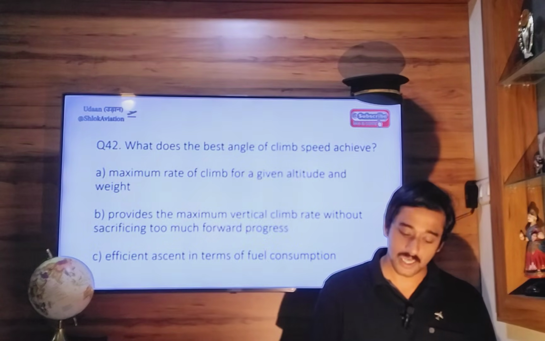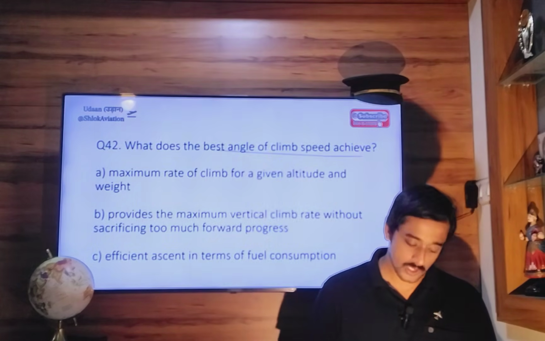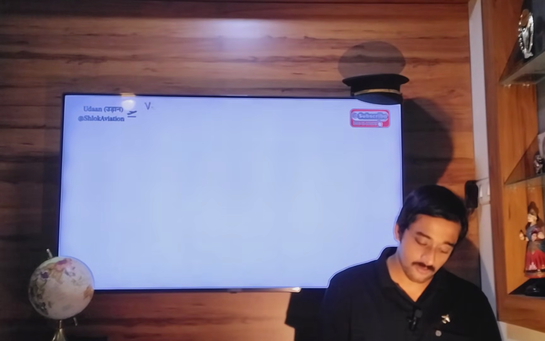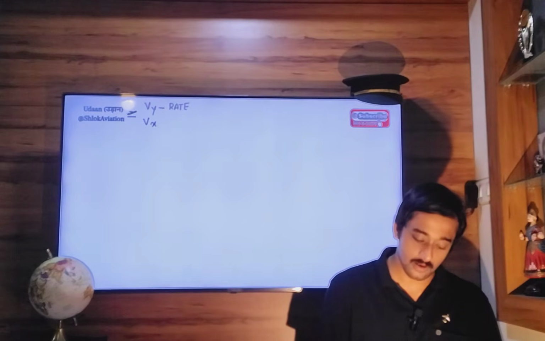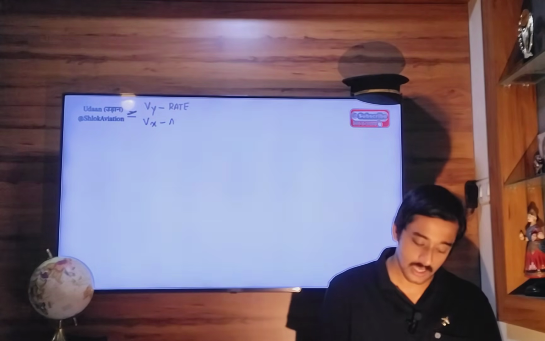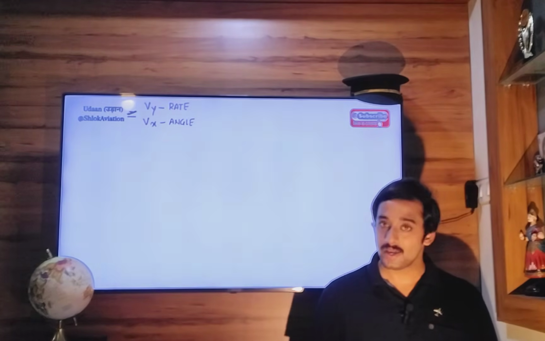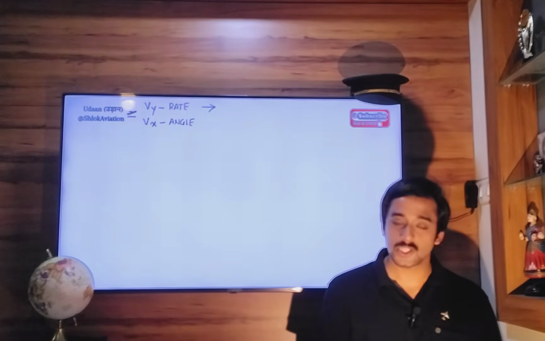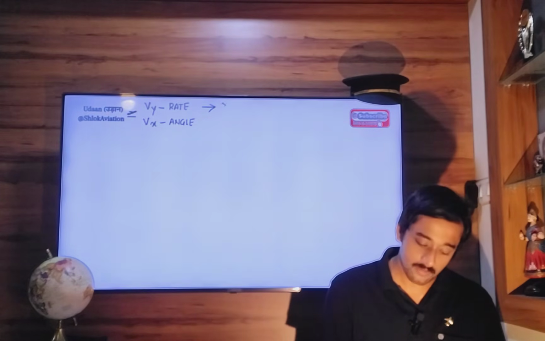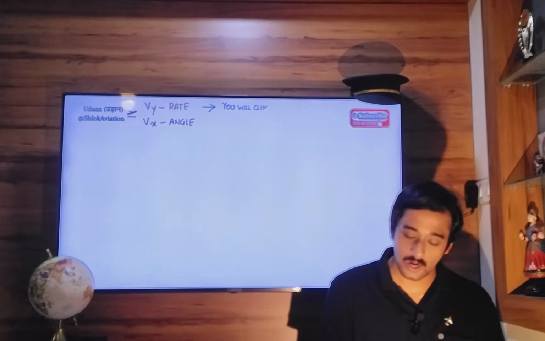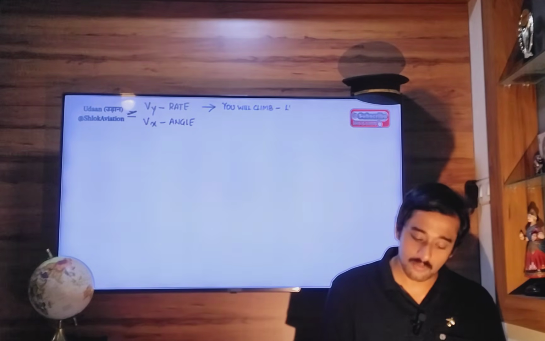12. What does the best angle of flying speed achieve? So there are two speeds. Best rate of climb speed Vy, and the second one, best angle of climb speed, Vx. Now, best rate of climb speed, Vy: when you fly at this particular speed, you will climb to a particular altitude or height in least amount of time. In least amount of time.